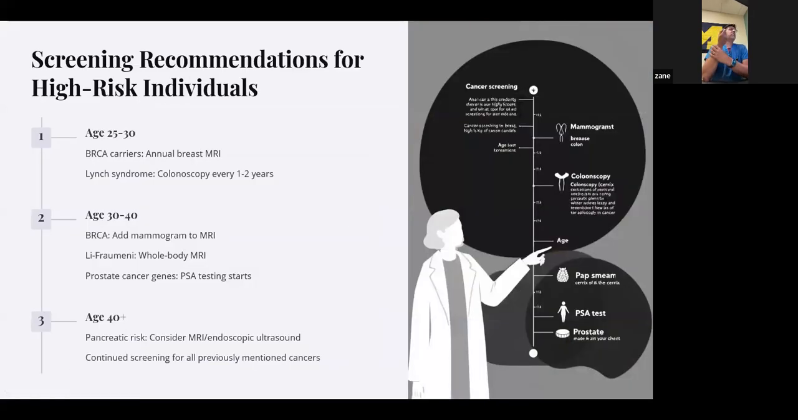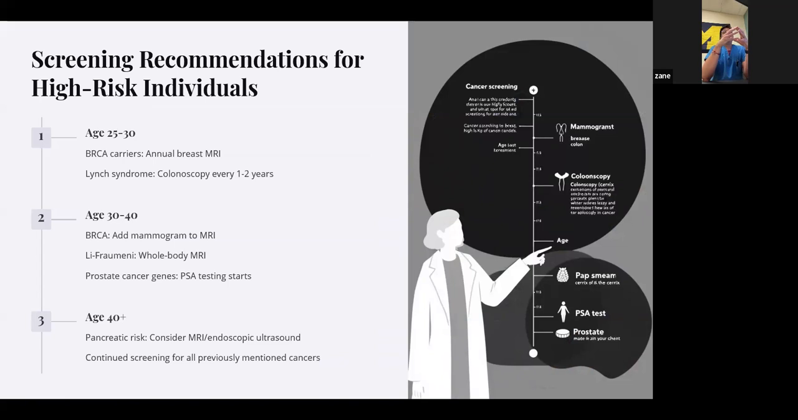So this is just another kind of breakdown, based upon age, of how you should follow up. It's sort of a little bit vague, but I don't really break it down by age. I just break it down by if they have the mutation.